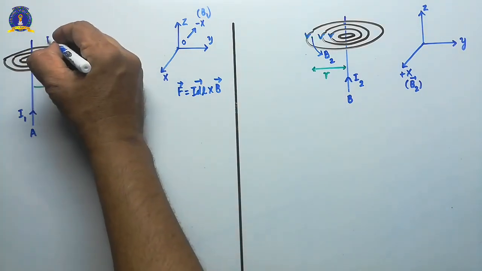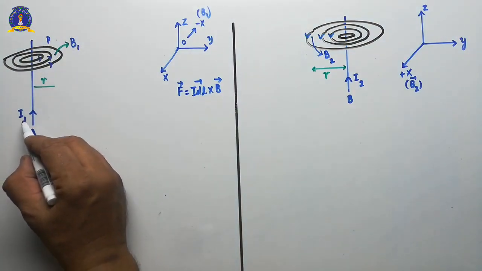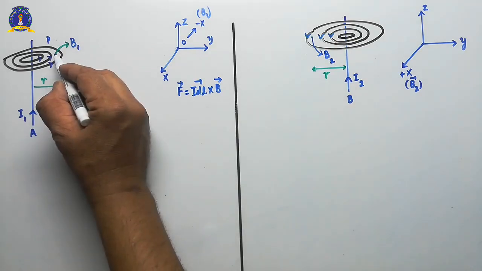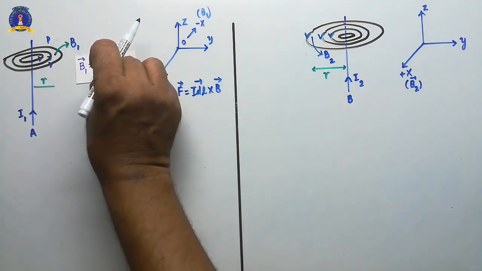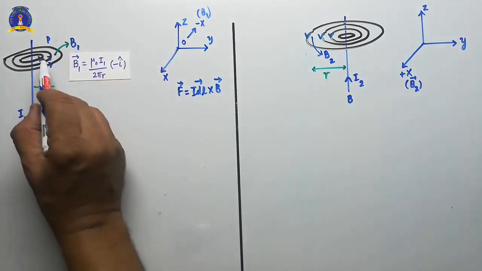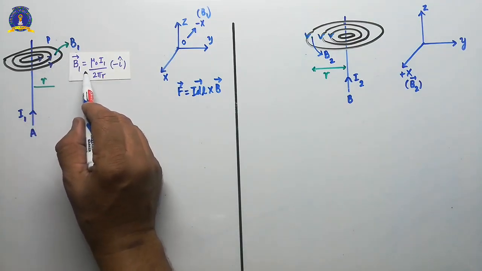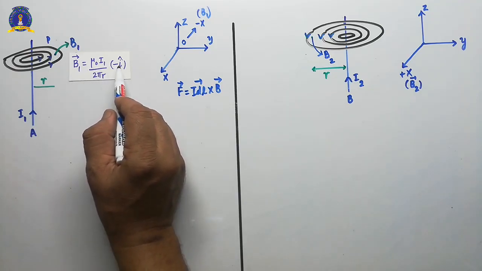At point P the magnetic field strength is B1. Since the current is I1, it can be taken as B1. The strength of the magnetic field can be calculated by using this formula. Are you clear? So this is the strength of the magnetic field at point P. What is the formula? B1 vector is equal to mu naught I1 divided by 2 pi r times minus i cap.